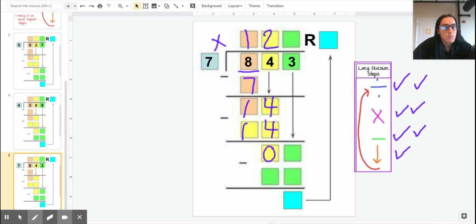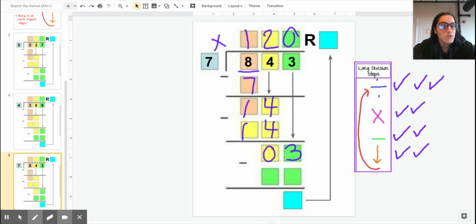My next step is to bring it on down. So my last digit, which is 3, I'm going to bring it on down to join my 0. So now my dividend is 3. So I'm dividing 3 by 7. I need to go back to the beginning, back to my first step, and divide. So I'm going to ask myself, how many times can 7 go into 3? Uh-oh, I know 3 is less than 7, so it can't go in. It goes in 0 times. So I'm going to write my 0 up top, okay? And I'm checking off, yes, we have divided.